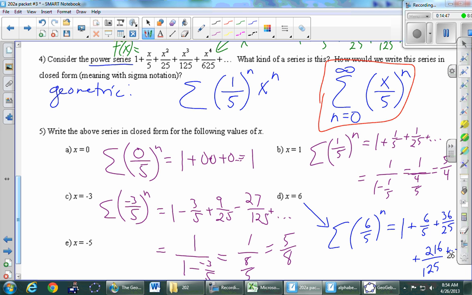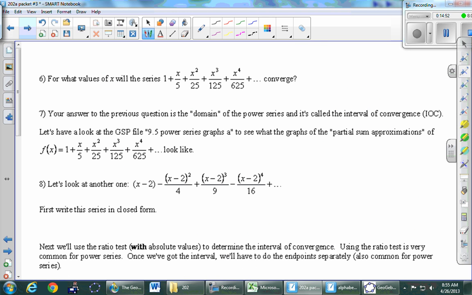So all right, let's go to the next page, and we'll answer this question on number 6. For what values of x does the series converge? Okay, so again, it's a geometric series. So we need to know the common ratio. What's the common ratio in general? x over 5, right? That's the thing we multiply by every time.